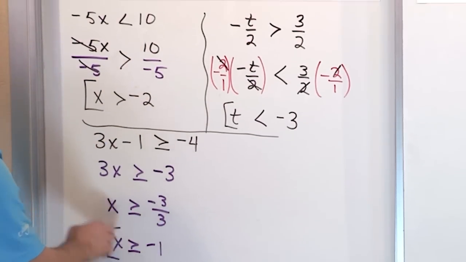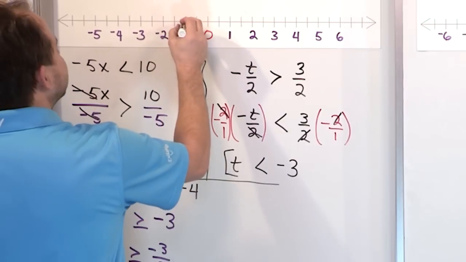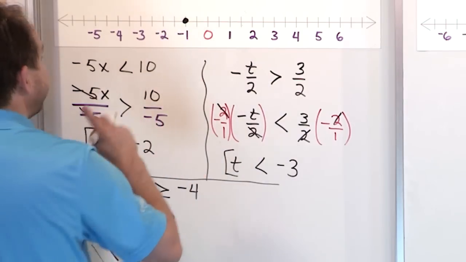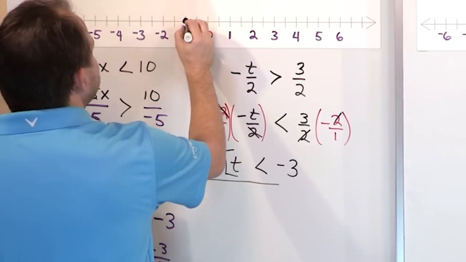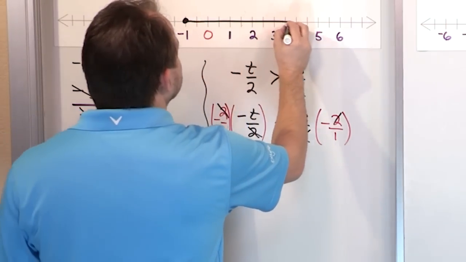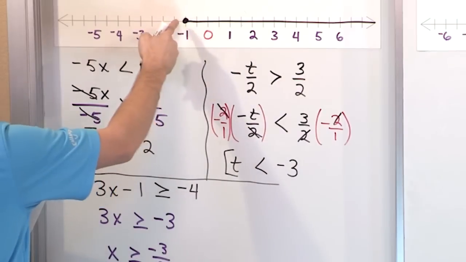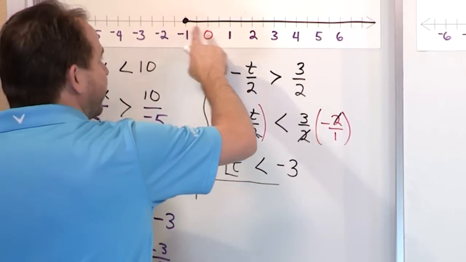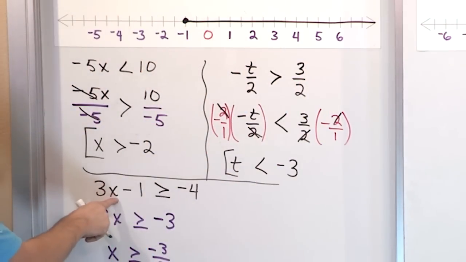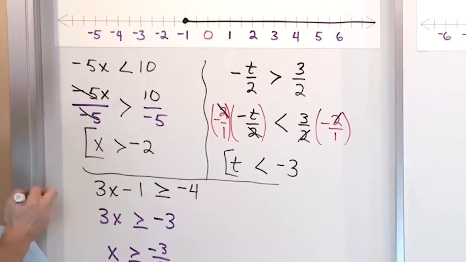So now, to plot this, we find negative 1, and we put a solid dot because it's greater than or equal to negative 1, and then we shade everything to the right. All of these numbers, including the number negative 1, will be correct. If you stick them into this value of x, it will satisfy this inequality.